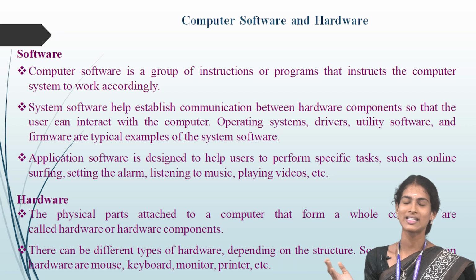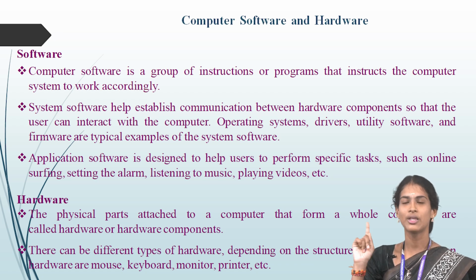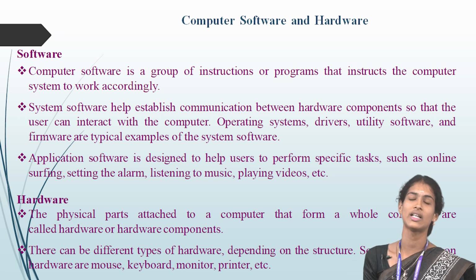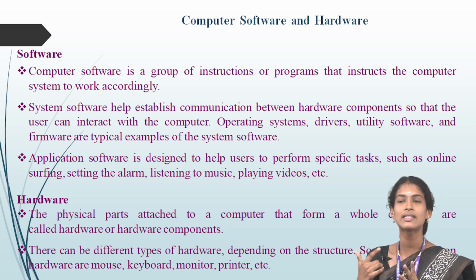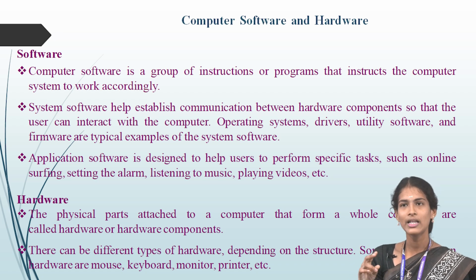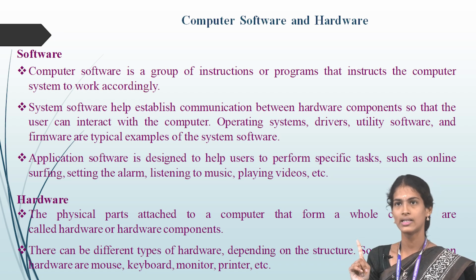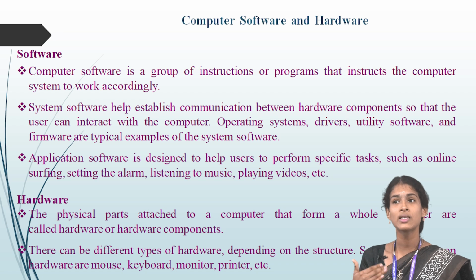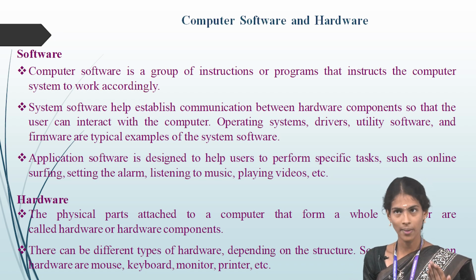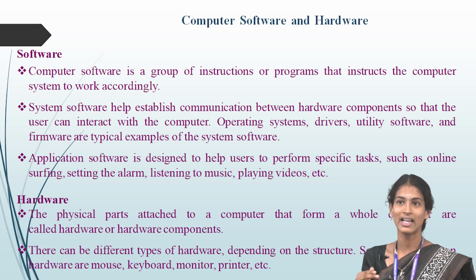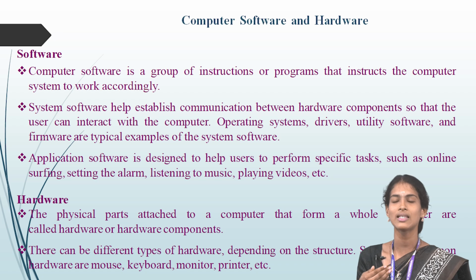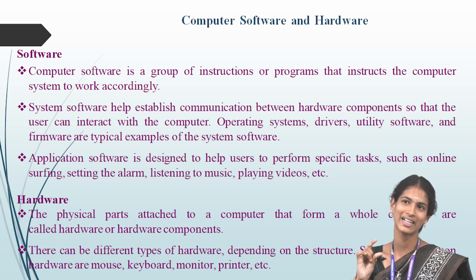The next topic is computer software and hardware. The first, software. Computer software is a group of instructions, or programs, that instruct the computer system to work accordingly. There are mainly 2 types of software. The first, system software. System software helps establish communication between hardware components so that the user can interact with the computer. These types of software are necessary for the computer to operate correctly.